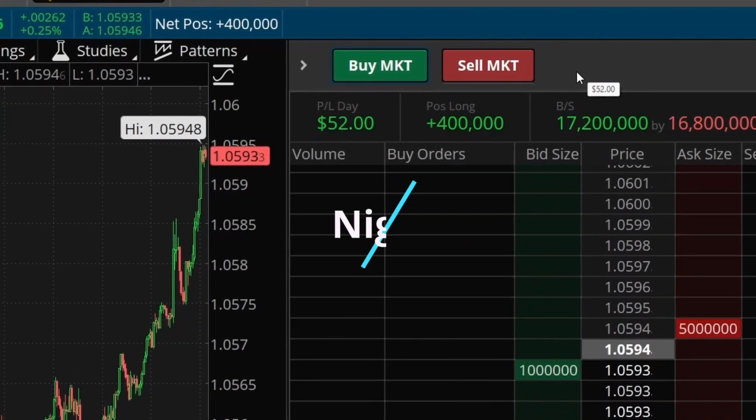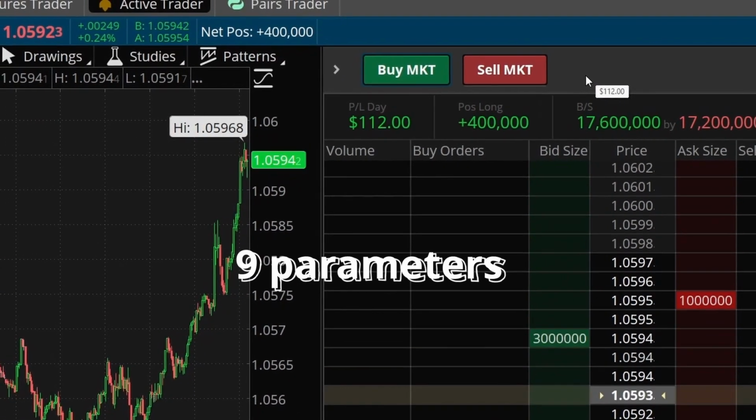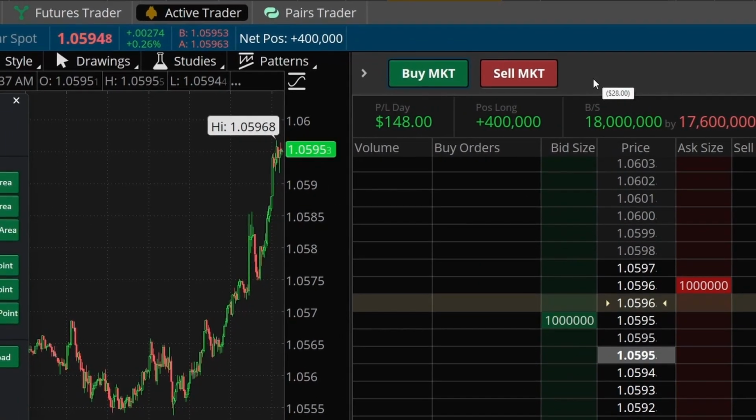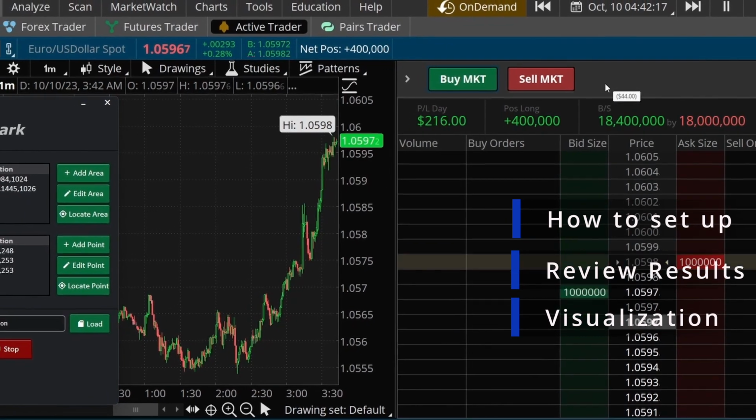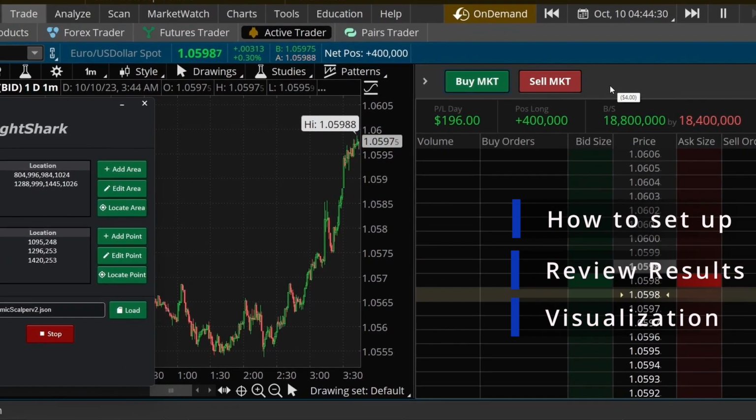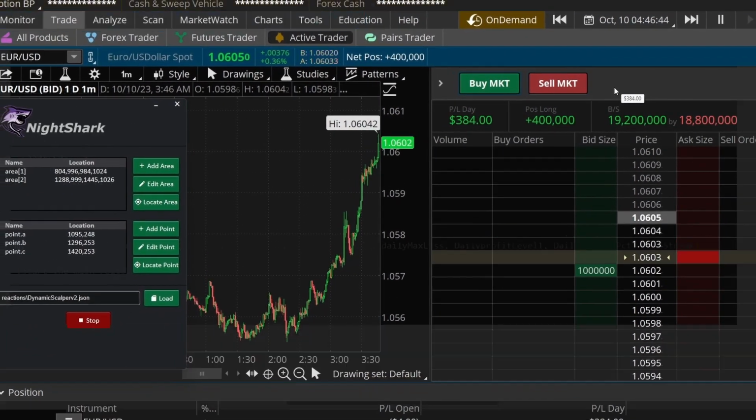This is a Nightshark dynamic scalper and it uses only 9 parameters. In this video, I'll be showing you a step-by-step guide on how you can create it for yourself. I'll be showing you through some of the results and also visualize how it actually works.